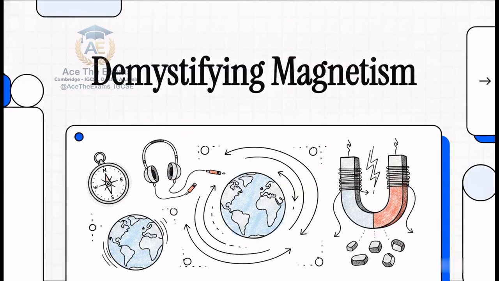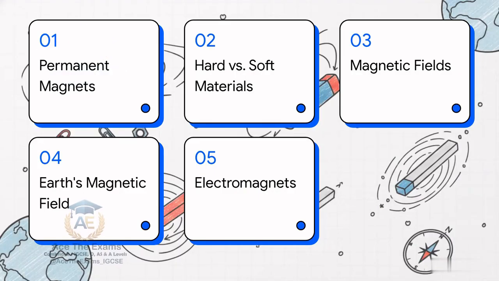We'll start with those classic bar magnets you've definitely seen, and we'll scale all the way up to the massive industrial electromagnets used in heavy engineering. Here's the roadmap for today. We'll start with permanent magnets and poles, then break down hard versus soft materials.